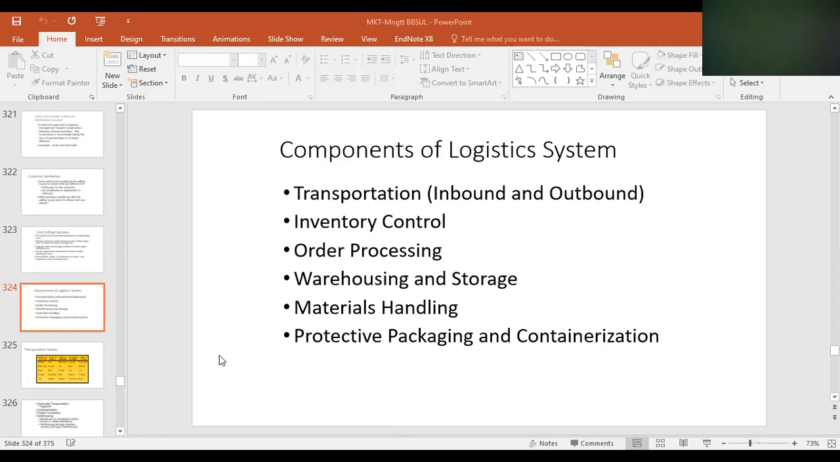So storage is a very vast area. It can be a cold storage, it can be a normal storage, or it can be a hot storage. If you are in the Western world, where the temperature is always low, and you want to keep something in a hot environment, then you have to use heaters. So warehousing and storage is a very important component of the logistics system.